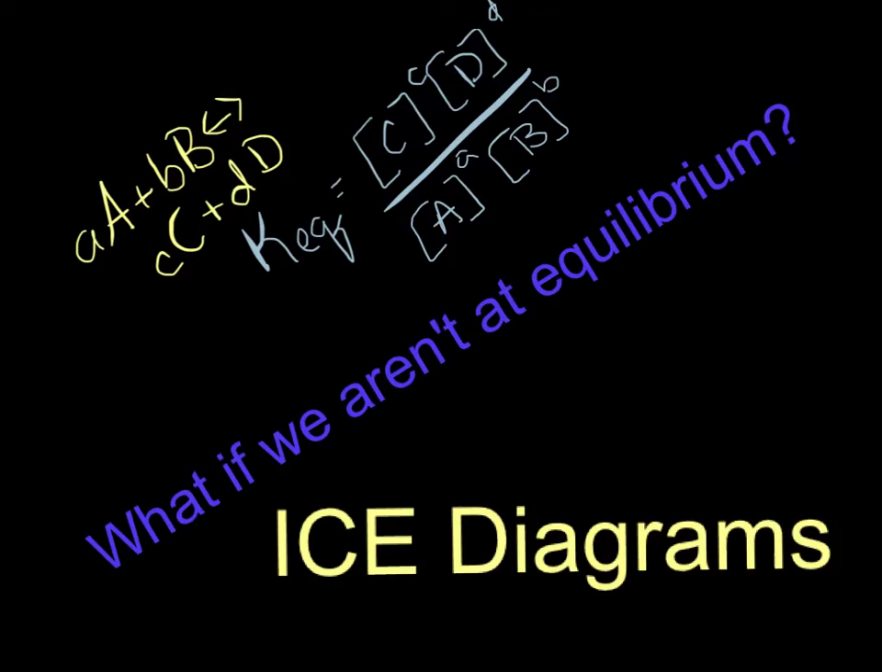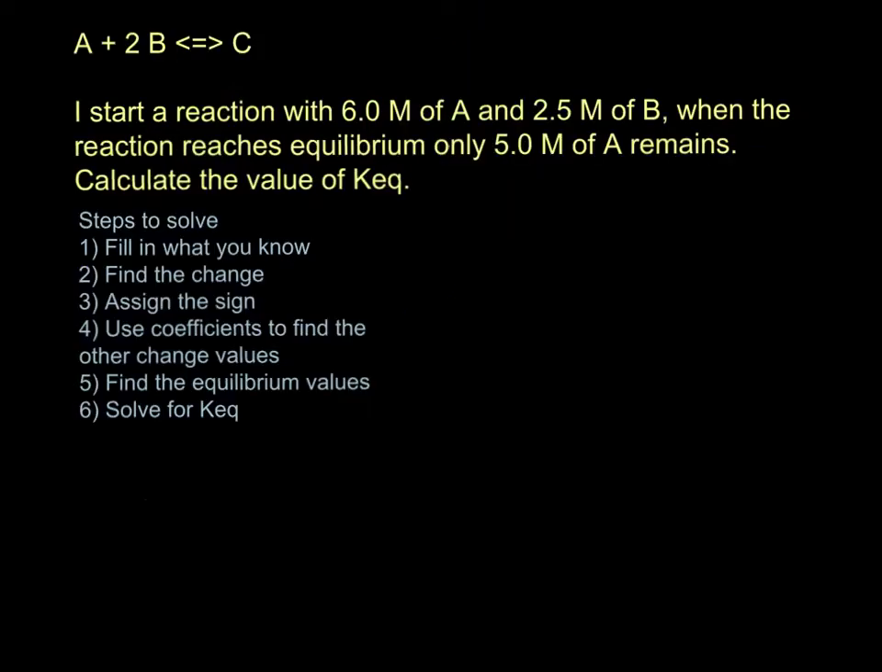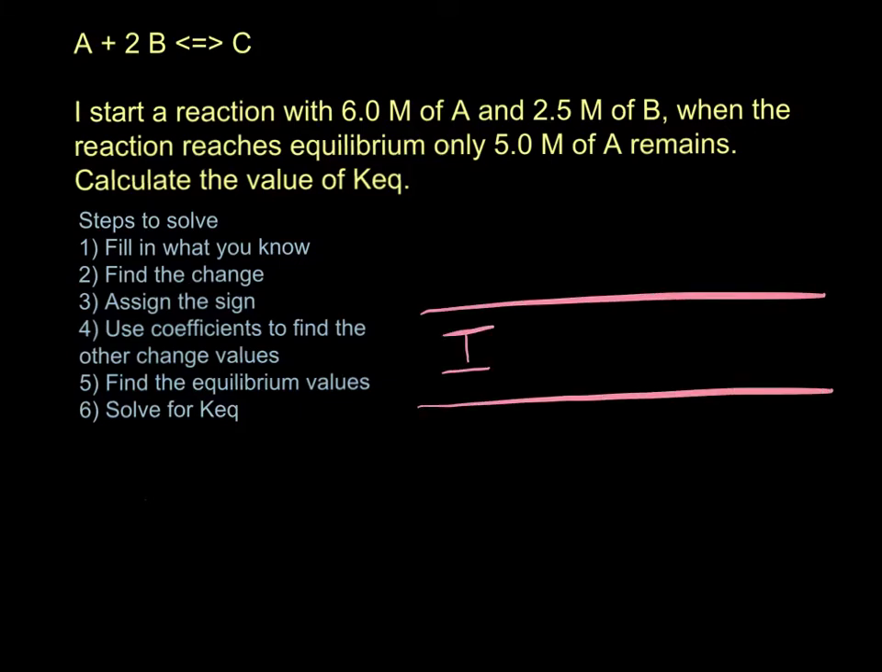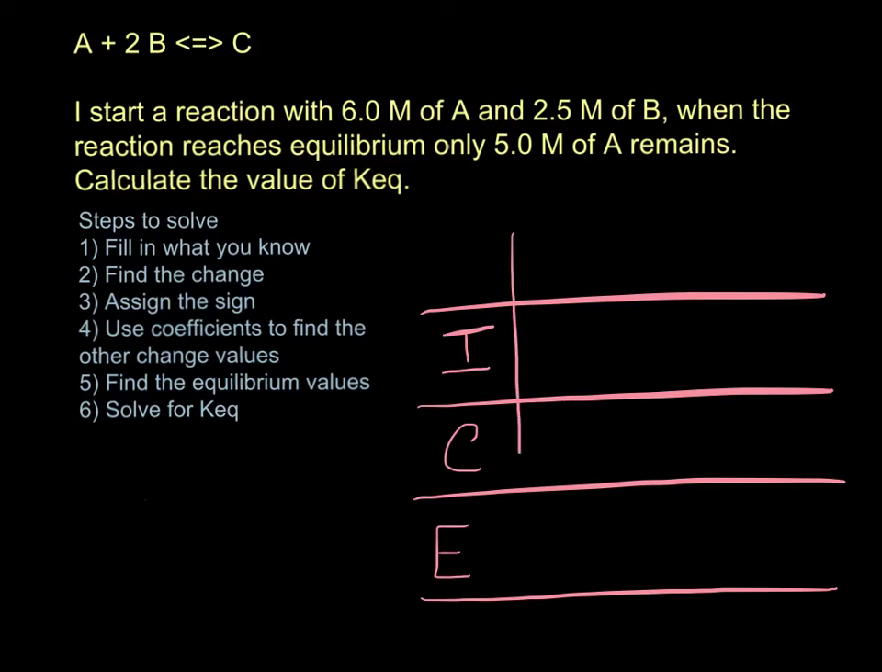And the answer is you would need to use a Rice diagram or an ICE diagram in order to set it up. Now, I prefer to call them ICE diagrams, but Mr. Kilgore likes to call them Rice diagrams. ICE diagrams stand for initial, change, and equilibrium. And if you are including the R, that would be the reaction up at the top.